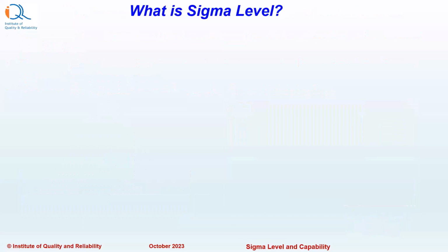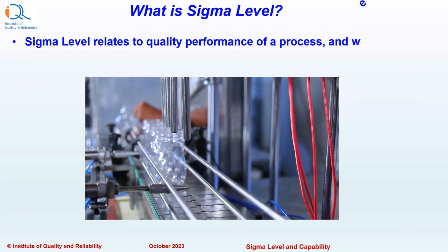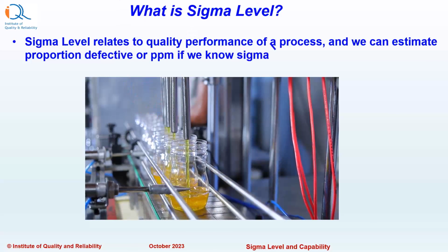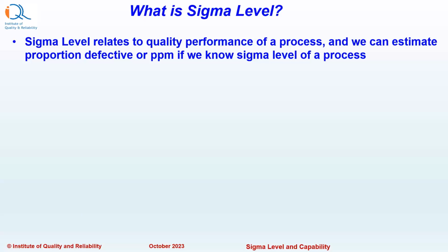Let us understand what exactly is sigma level. Sigma level relates to quality performance of a process, and we can estimate proportion defective or PPM if we know sigma level of a process. And we are going to illustrate this procedure using Microsoft Excel in this video.